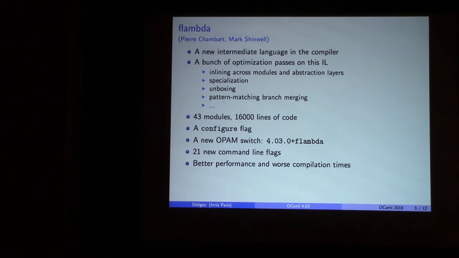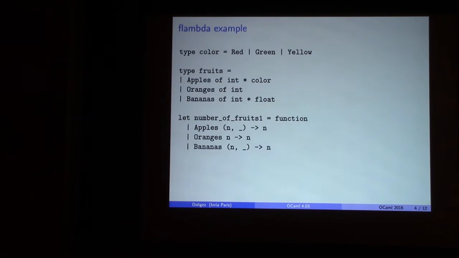Oh yes, okay, so Yaron Minsky has a great blog post about inlining and specialization and unboxing and why they matter for serious programs. So instead of repeating what he said, I'm going to try to convince you that Flambda is magic by using a small example on branch merging. So this is my example. It's a kind of inventory system for fruits.